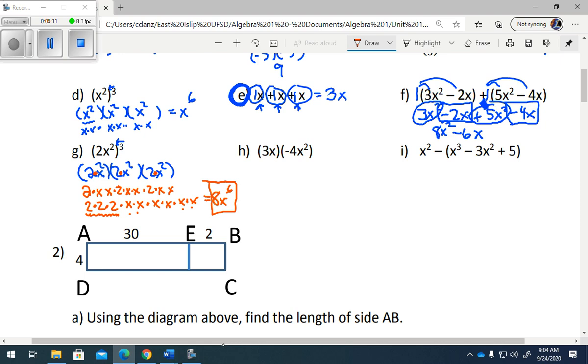This is only one term. This thing I would call a monomial, right? In letter F, it had two terms. I would call it a binomial if we were to use our language that we learned in yesterday's lesson.